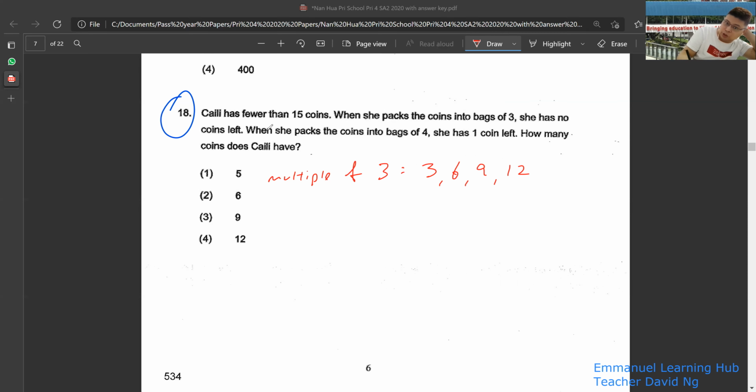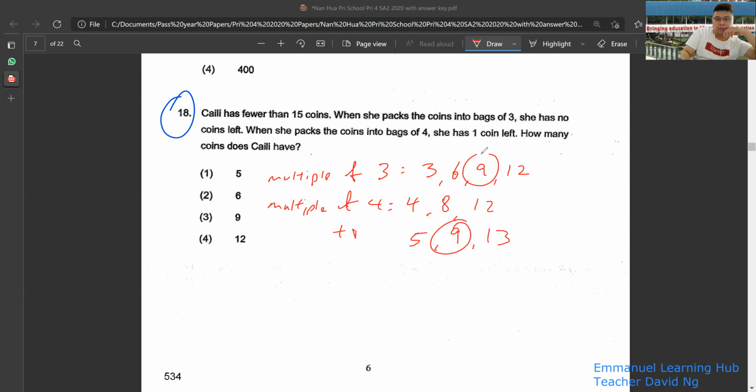She has no coins left, right? She packs the coins into bags of 4. She has 1 coin left. So I need to plus 1, right? Now you know. Do you understand what I just did?